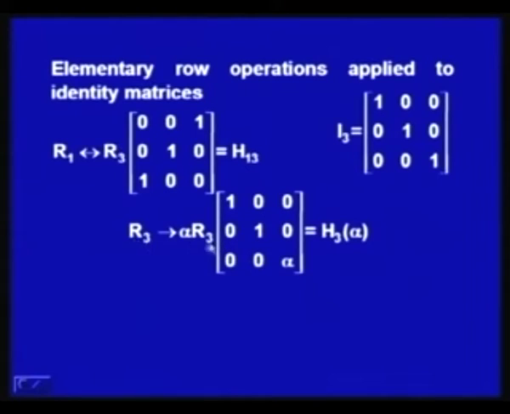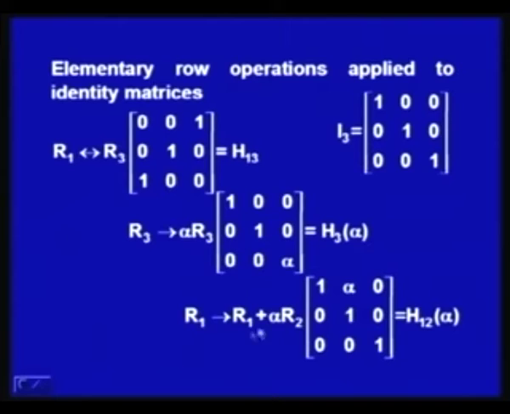The other row operation is that a particular row is multiplied by a constant. So, let us say we are multiplying a particular row, say R3, by a constant alpha. If I apply this operation on the identity matrix, then the third row which is 0 0 1 will become 0 0 alpha. I call this matrix H3 alpha because the third row is multiplied by alpha. Here I am using only one index because only one row is affected.